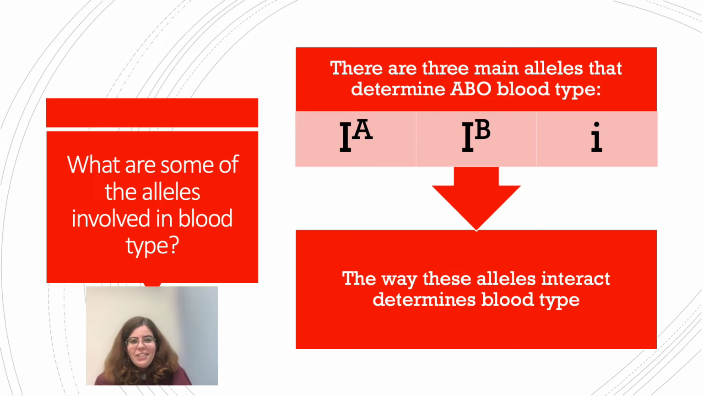So what are the kind of alleles that we find in blood types? Well, this video is really focusing on the ABO blood types. So there's really 3 main types of alleles involved there. There's the A allele, there's the B allele, and then there's the I allele. And the way that these all interact is how we determine the blood type.